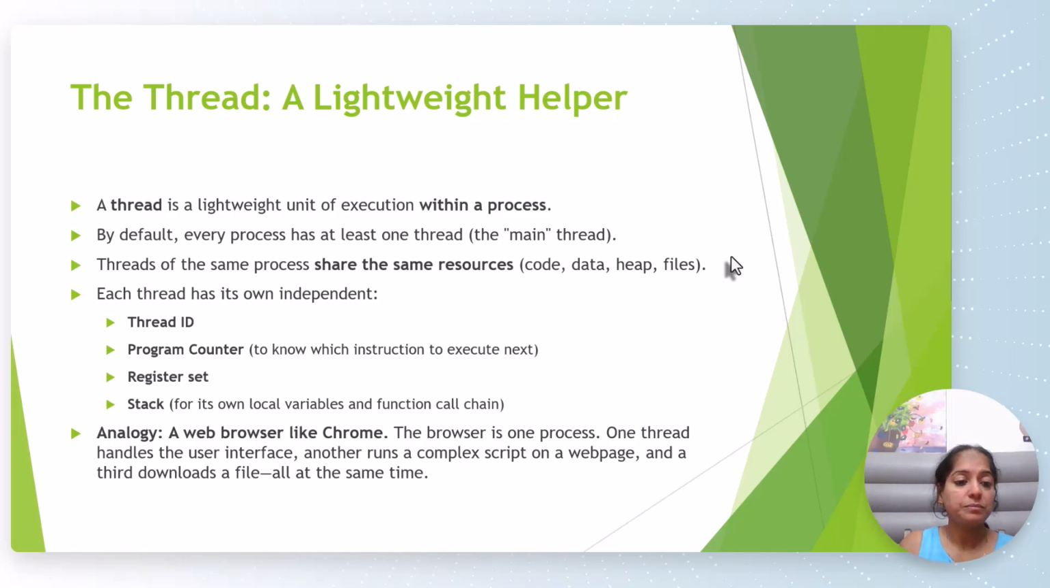For example, a web browser like Chrome: the browser itself is a process, but that process has multiple threads. One thread may handle the user interface, another thread may execute scripting code, another thread may show the error messages, another thread may download a file, and so on. So overall a process is comprised of a number of threads. But again remember, there must be at least one thread.